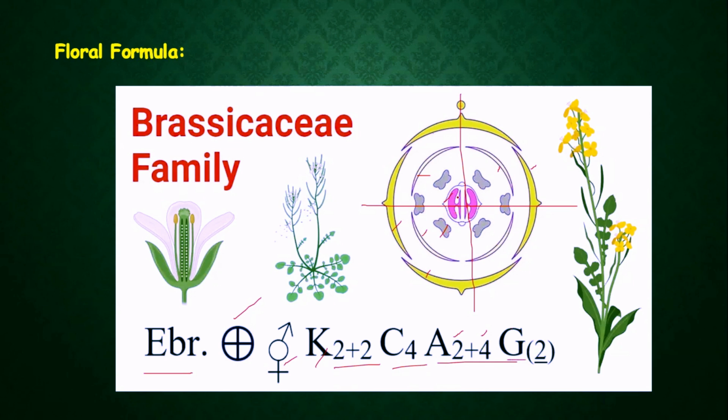Then gynoecium, with two carpels, bicarpellary, syncarpous. See, the line is given below G, so it is represented as superior ovary. Bicarpellary is given within the bracket, syncarpous, united. Superior ovary.